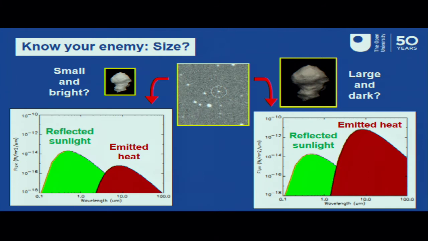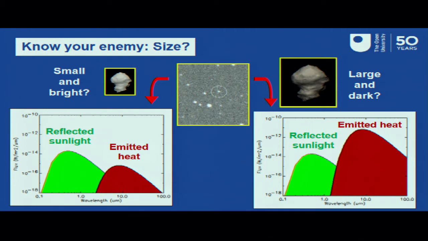We use infrared radiation. So when sunlight lands on a body, some of it is reflected. If it's small and highly reflective, then most of the light that lands on it will be reflected, and that's the green. So this is a spectrum with wavelength along the bottom and intensity up the side, and you see there's a lot of green. What is not reflected is absorbed, it heats the body up, and that's re-emitted as thermal radiation, heat, essentially, at wavelengths of around 10 microns.